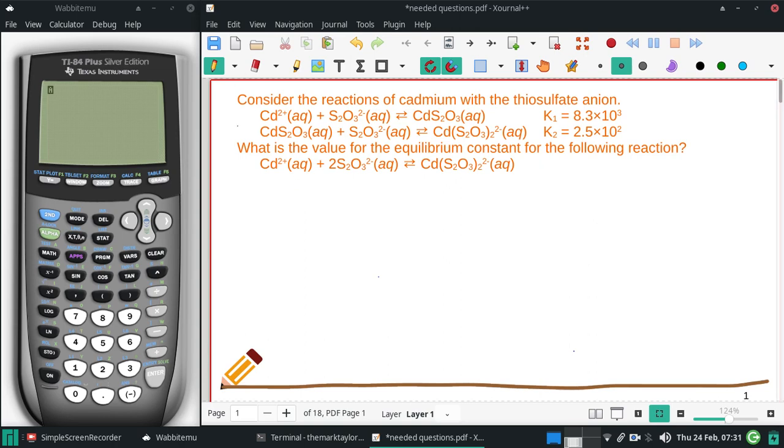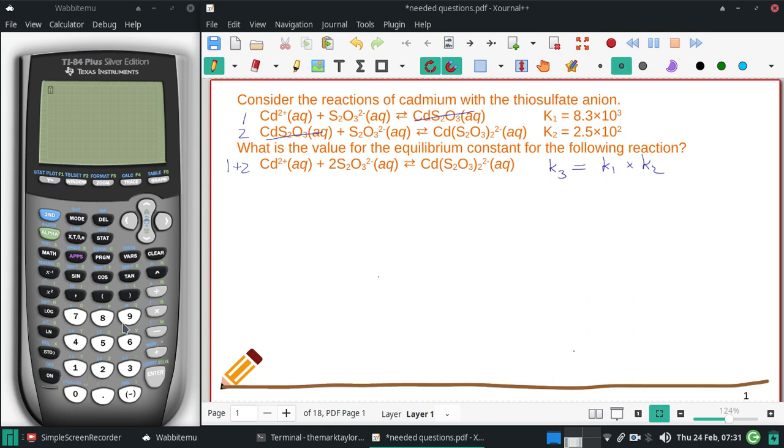If we notice, this last equation is essentially what we would get if we took the first two equations and just added them together, because that Cd(S2O3) would be an intermediate, and so we'd have one of those, 2 S2O3 2-, the thiosulfates, and then we'd end up with that cadmium with two thiosulfates in there. So we are just adding the two equations to get this. Therefore, our third K, or the K for the overall, is just going to be those first two multiplied together.